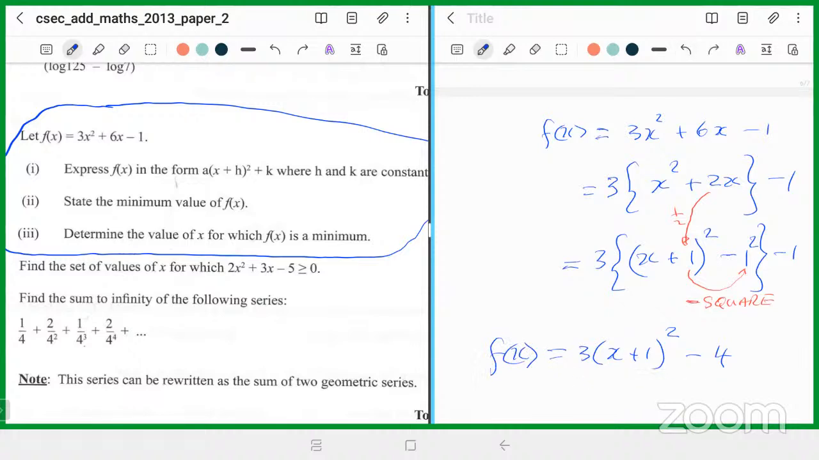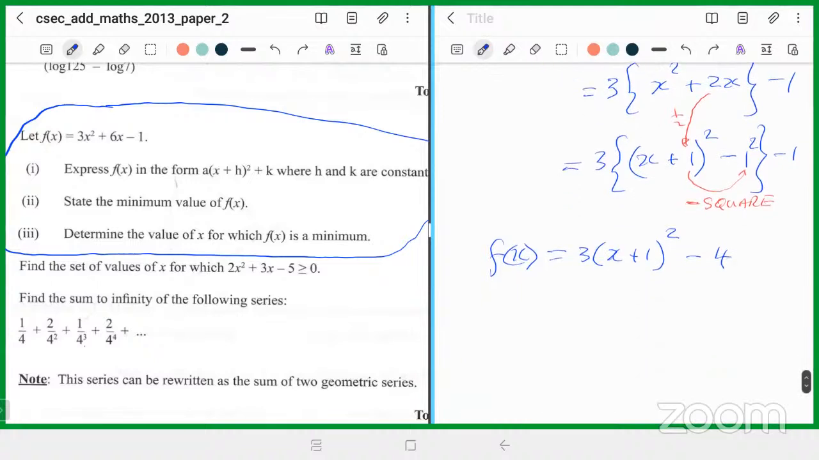All right? Then it says state the minimum value of the function. The minimum value is that negative 4. Why is that the minimum? That's because this part of it is the part that varies. And because it is positive, it can only be greater than or equal to 0. So it's like you start at negative 4 and you're always adding something, because this part of it can only be greater than or equal to 0.